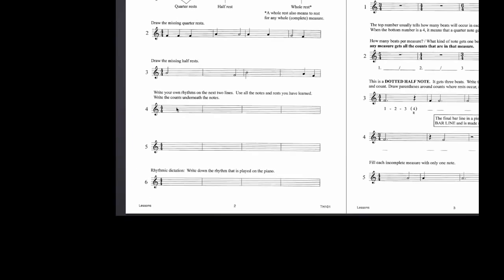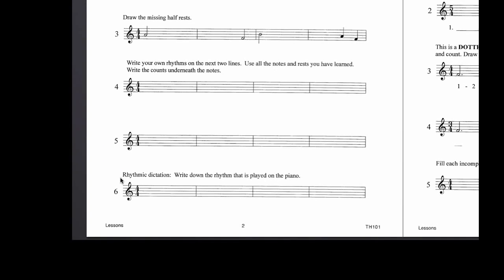Now write your own rhythms for 4 and 5. And then we did rhythmic dictation yesterday. Mrs. Hawkins did a wonderful job of showing you a trick on how to listen for the piano and write out a shorthand notation and then go back and fill in the notes.